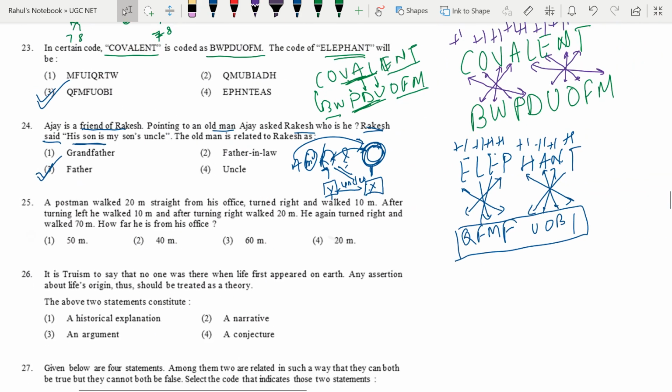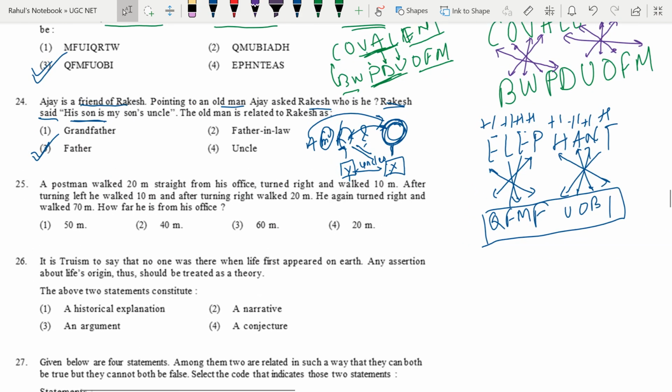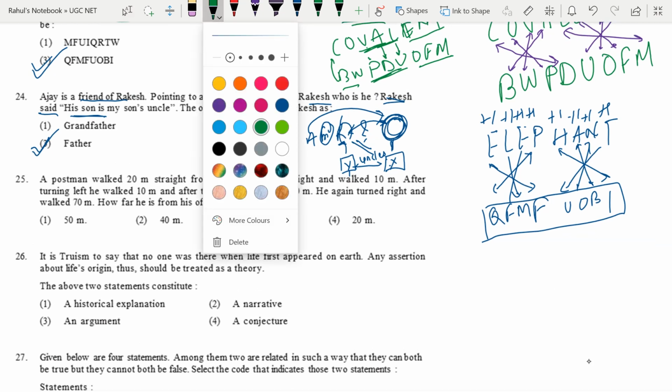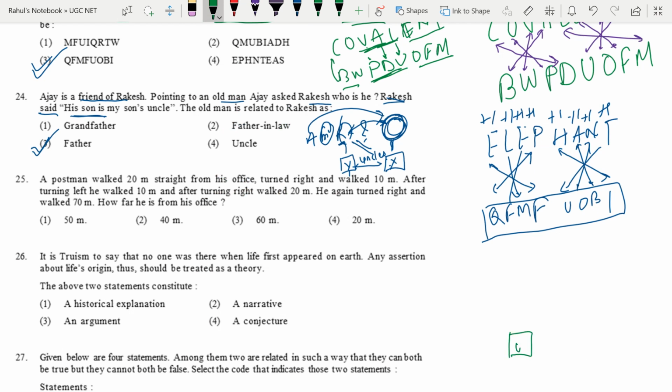Question number 25, a direction based question. A postman walked 20 meters straight from an office. Okay, let's solve it. Suppose it is an office and the postman walked 20 meters straight from his office. He turned right and walked 10 meters. After turning left, he walked 10 meters more. And after turning right, he walked 20 meters. He again turned right and walked 70 meters.